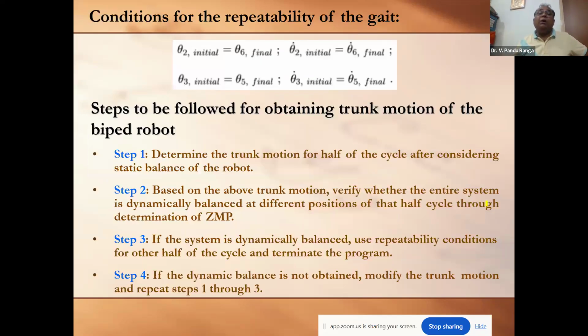So we have followed a particular methodology, that is, to determine the trunk motion for the half cycle after considering the static balance for the robot.